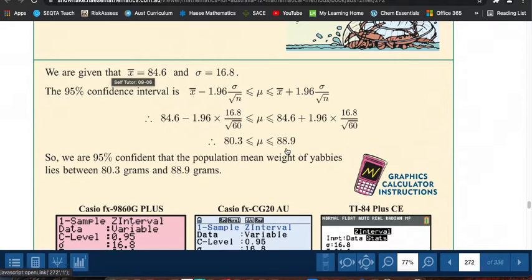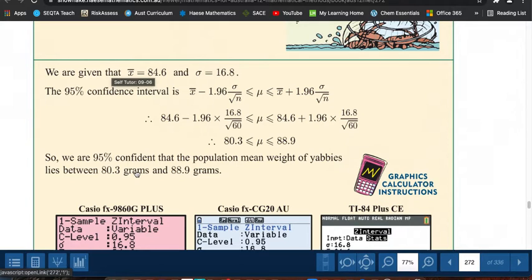So what we're saying is, from this situation, statistically, we can say, and this is the wording that you need to use in a question like this, we are 95% confident that the population mean weight of those yabbies is between 80.3 and 88.9 grams.